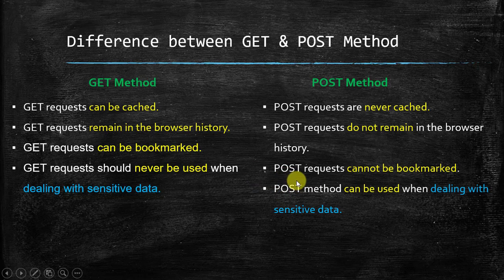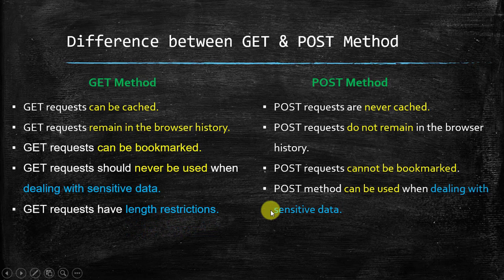Whatever information we are sending with the help of post method is not visible to the user, because all this information is sent in the hidden field. So in short, if we want to send any sensitive data, we cannot use get method, but we can use post method to send the sensitive data.